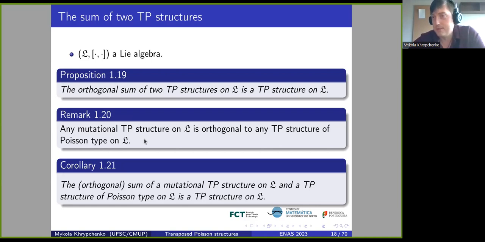Again, it may happen that all of them are trivial, so their sum will be trivial. But if you have non-trivial Poisson structures and non-trivial mutational structures, their sum may be another non-trivial TP structure on your Lie algebra. So these are structures that can be defined on any Lie algebra in terms just of the original Lie bracket. Okay, well, it's some fixed element or some fixed product on some subspaces.